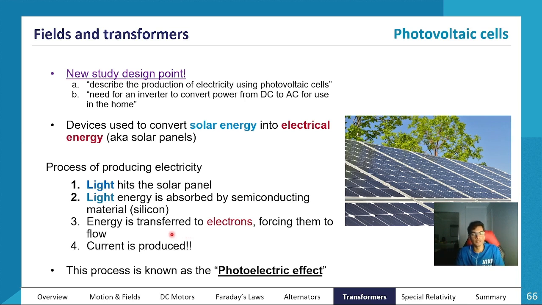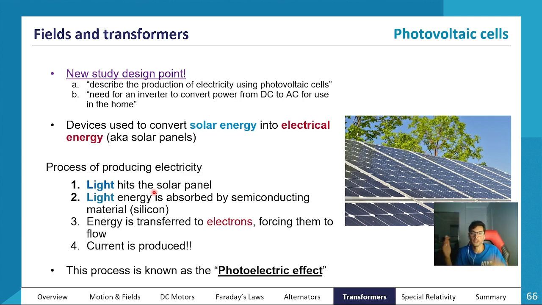And the way it works is kind of like magic, to be honest. We have light that hits the solar panels, and the light energy gets absorbed by a special type of semiconducting material, which is usually silicon. Because the energy is absorbed, it gets transferred into electrons. And when the energy is in the electrons, they will start flowing. And when you have a flow of electrons, it will create a current. This process is called the photoelectric effect.